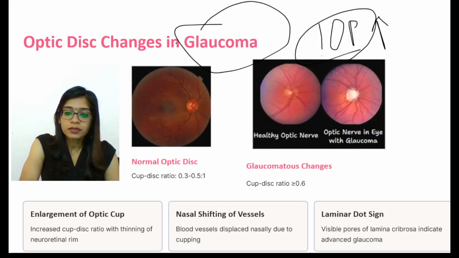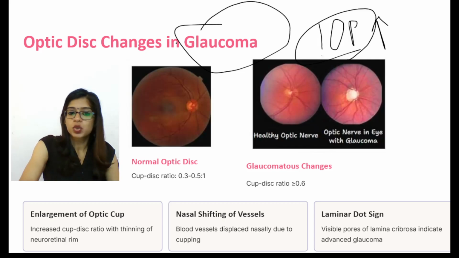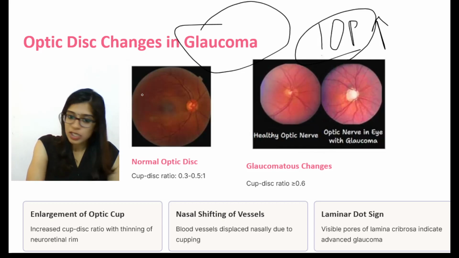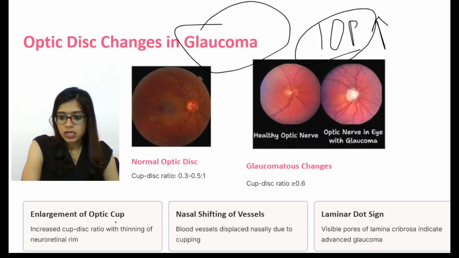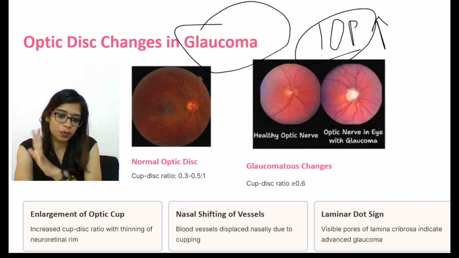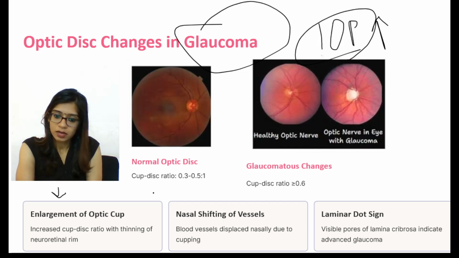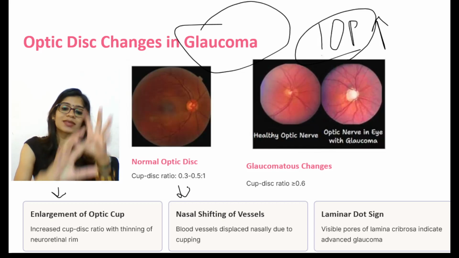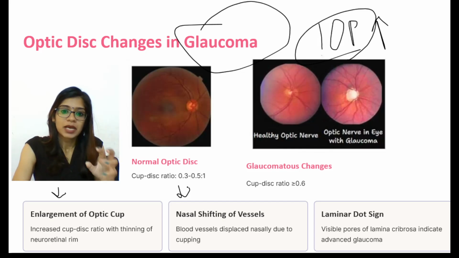So they can ask a question from this as an image-based question. Okay, and what are the features you see in the optic disc? See, first thing, in glaucoma there are these three points you see here. Okay, that is important. First thing, there is enlargement of the optic cup. I can't enlarge it here, because I'm presenting it in PowerPoint.